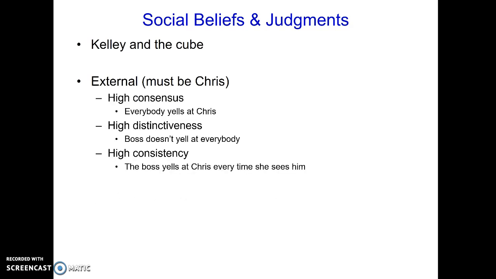And he said it's high, high, high all the way across. CDC is high. Think about what that means if you work through this. High means everybody yells at Chris. High consensus. Everyone does it. So everyone in the department yells at me. High distinctiveness. That means Kathy Kane's yelling is distinct to me. So the boss doesn't yell at everybody, just Chris. And high consistency. Every time the boss sees Chris, she yells at him. So if you have high, high, high, it's external. It's not Kathy Kane's fault. She's a nice person. It's Chris. It's me. It's the environment.